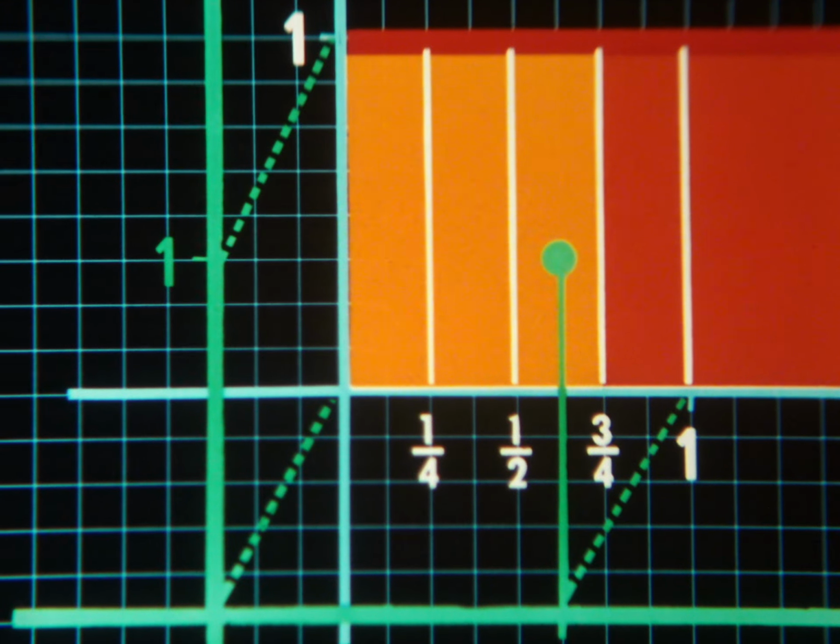Passing now from these examples to the general proposition behind them, we take a continuous function f, such as we see here. We pick a fixed point a and a variable point x, and consider the area F of x under the graph of f between a and x. Let us estimate F prime of x.